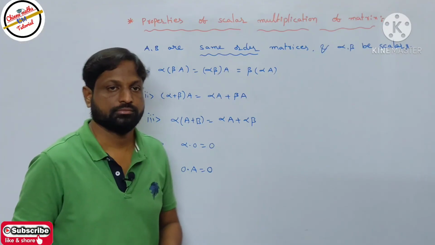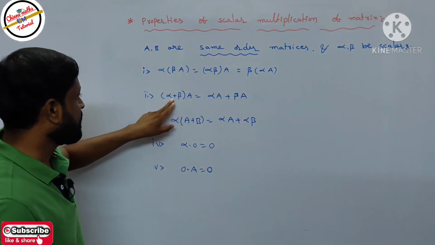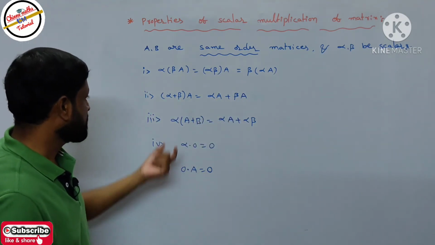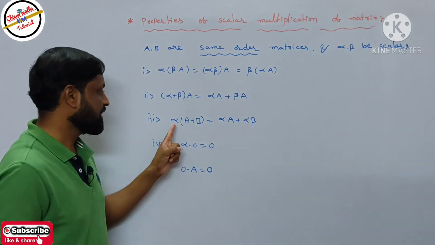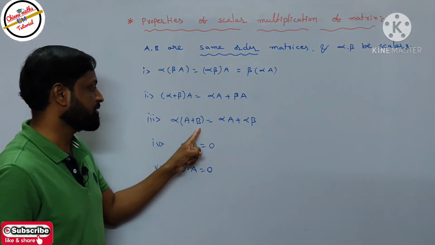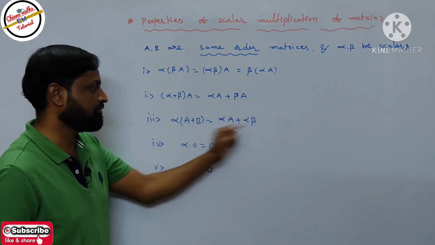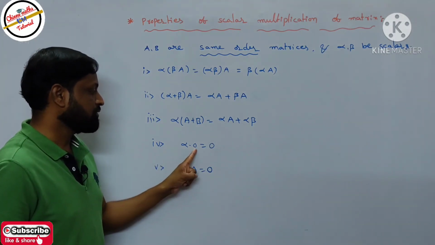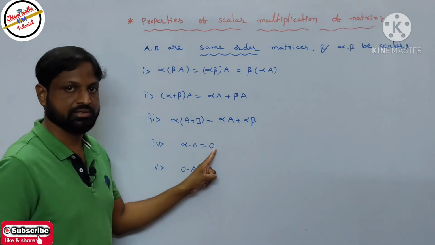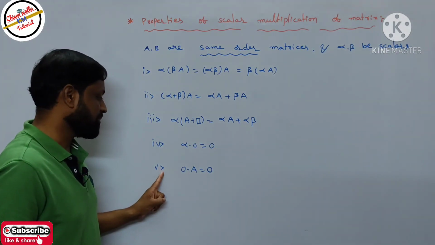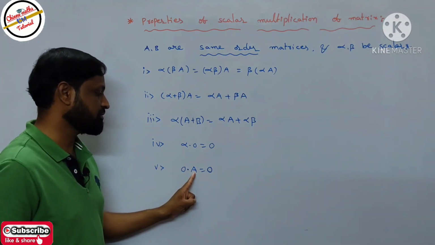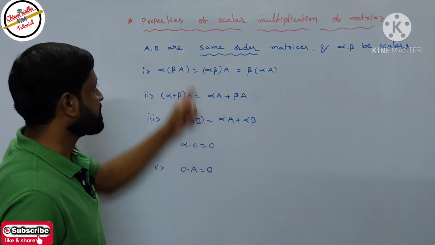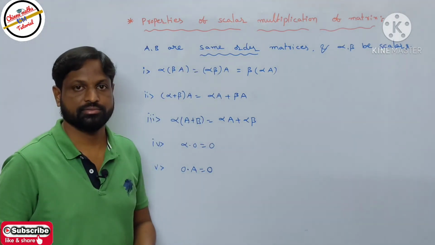Next, the second property: alpha plus beta into A equals alpha A plus beta A. Then the third property: the scalar alpha into bracket of A plus B equals alpha A plus alpha B. Fourth property: alpha into null matrix is equal to null matrix. Fifth property: null matrix into matrix A gives null matrix. These are the properties of scalar multiplication of matrices.